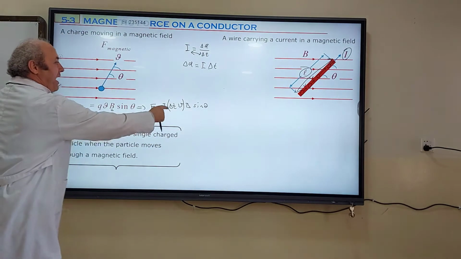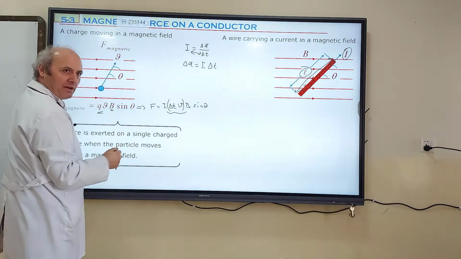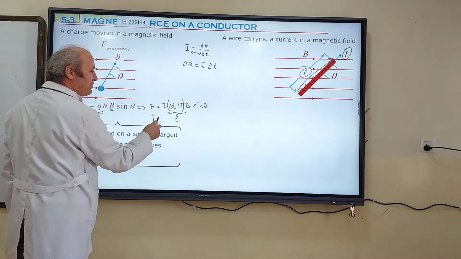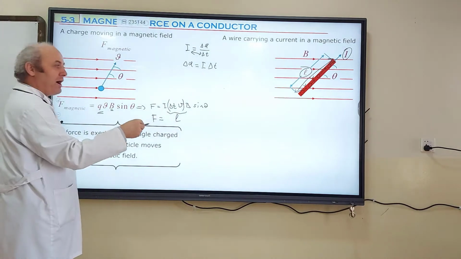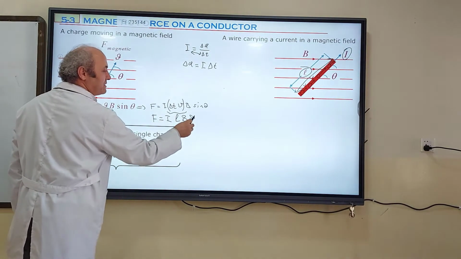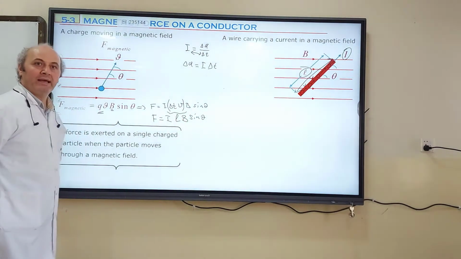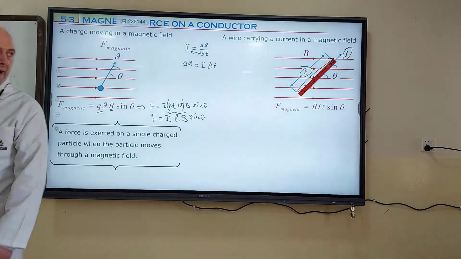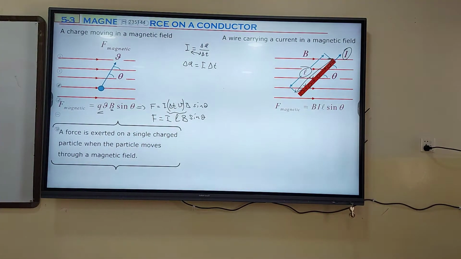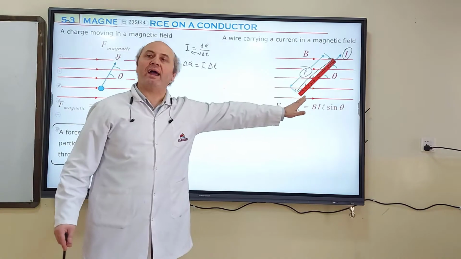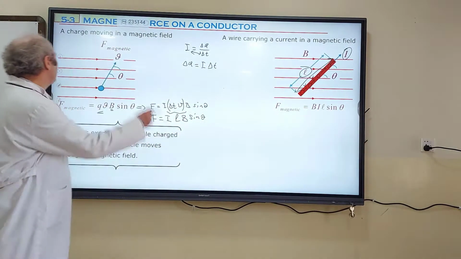Instead of V times delta T, what am I going to write? Length of the wire. Now we got the equation. The equation for the magnetic force acting on a wire is I times L times B times sine theta, so BIL sine theta. This is the equation. BIL sine theta is the equation for calculating the magnetic force acting on a current carrying wire. QVB sine theta changes to BIL sine theta.